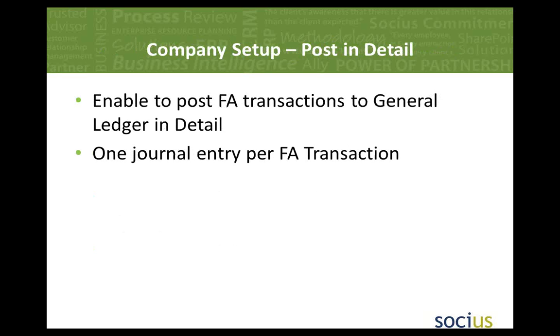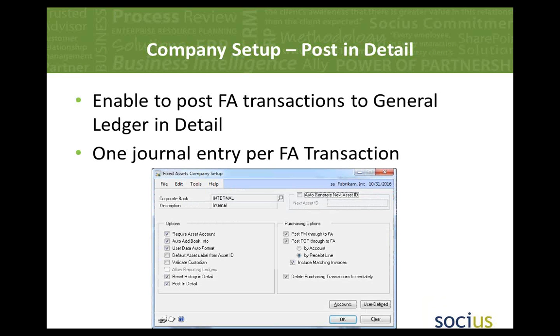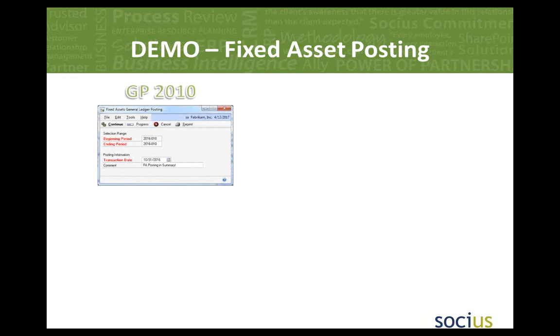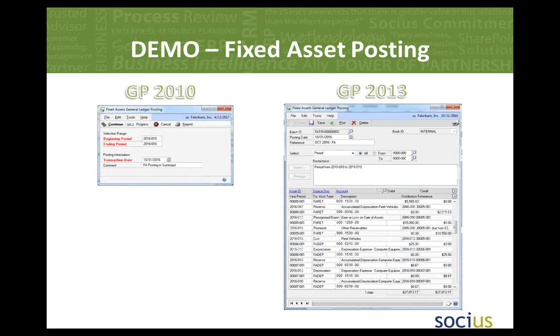The setting for this is a company setup option. So you're going to want to turn this on in company setup. And here again is the fixed asset company setup window. And here's the new field for posting in detail. So now I'm going to show you how the fixed asset posting enhancements work. Here's the posting window from GP 2010. And here's the new posting window from GP 2013. So you can see the features that they've added are pretty significant.